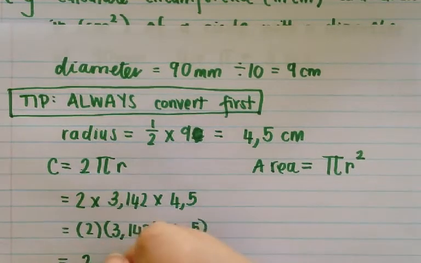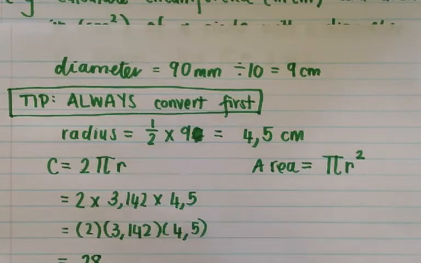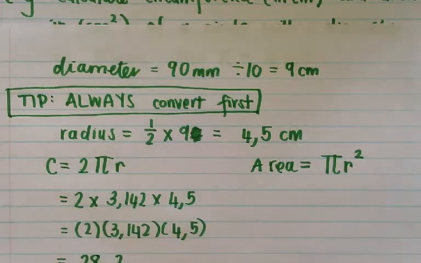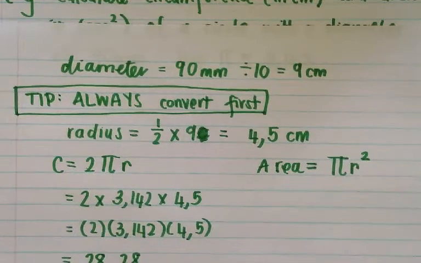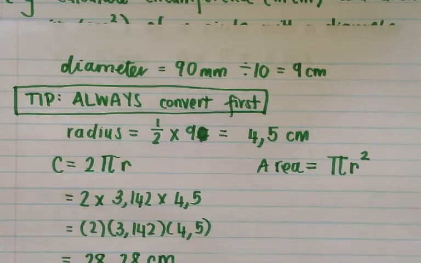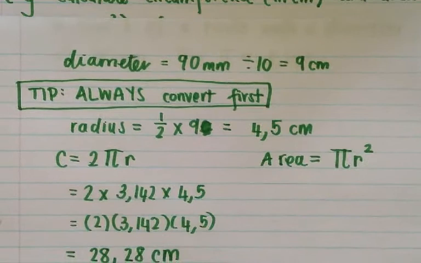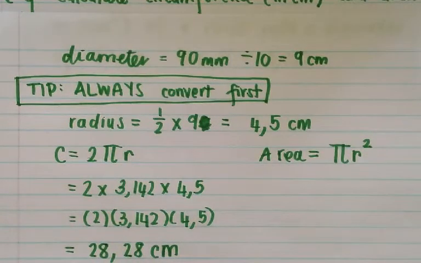28.278 would be rounded off to 2 decimal places as 28.28. That is circumference, so is it centimeters or centimeters squared? Centimeters. And my answer has to be in centimeters because my question asked for centimeters.